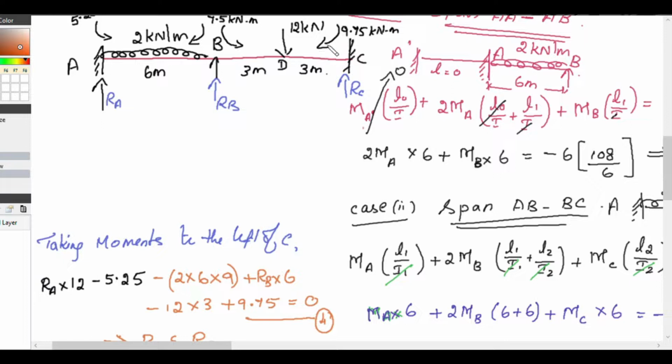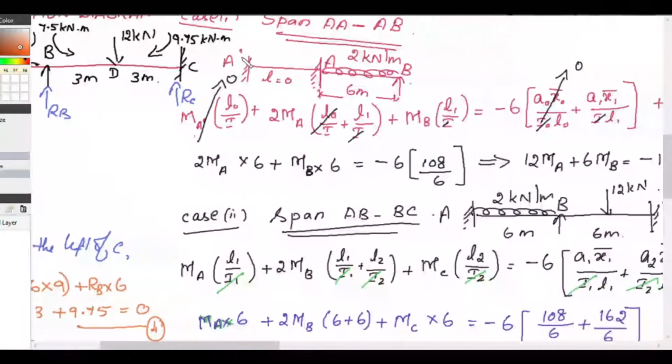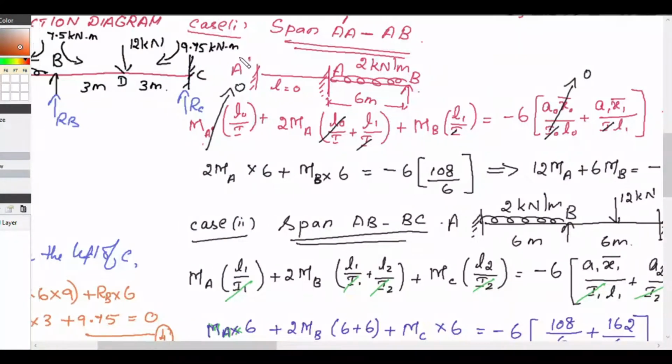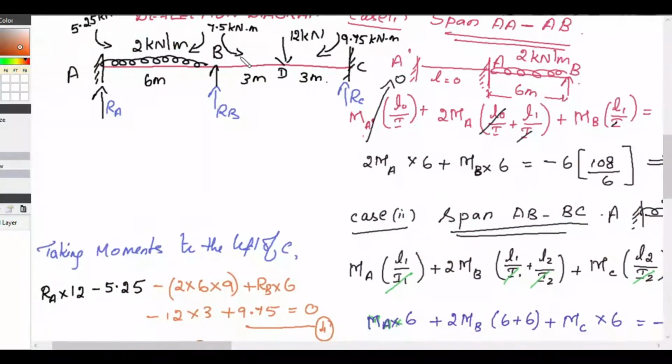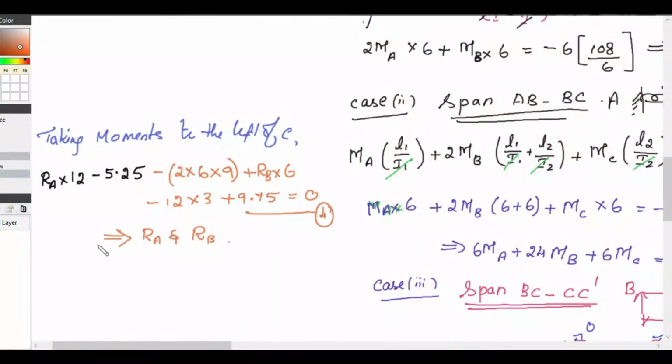Now this minus MC, minus 12 into 3. Okay, where will we write it? Right. Okay, we will write one by one. This will be our one equation.